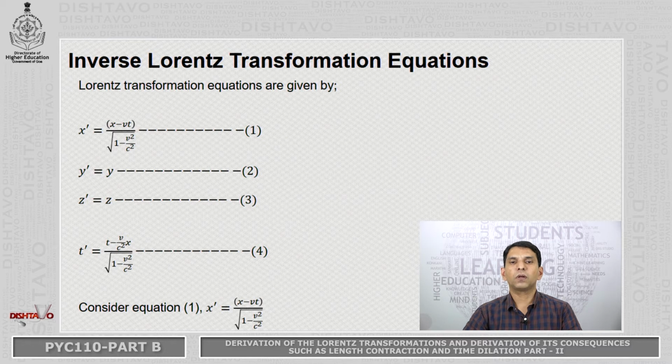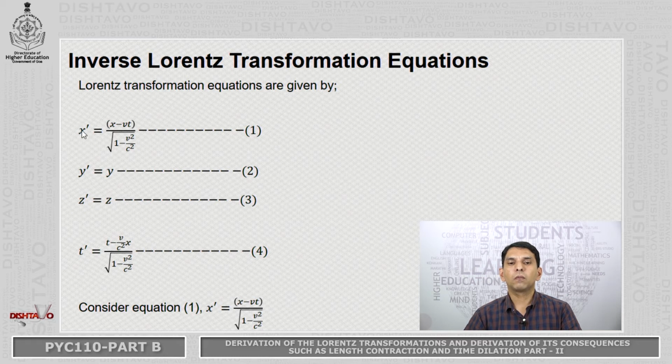Lorentz transformation equations are given by x dash equal to x minus vt divided by square root of 1 minus v square by c square, equation number 1, y dash equal to y, equation number 2, z dash equal to z, equation number 3, and t dash is given as t minus v by c square times x divided by square root of 1 minus v square by c square. This is equation number 4.